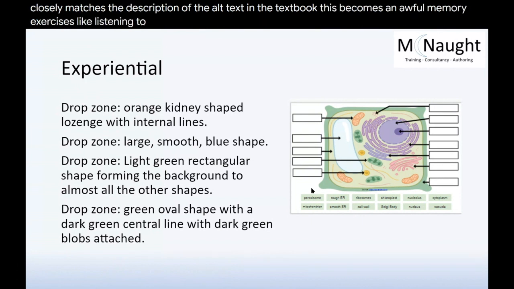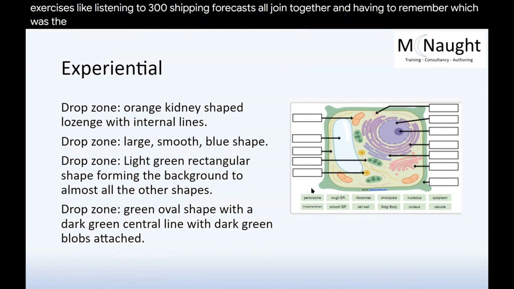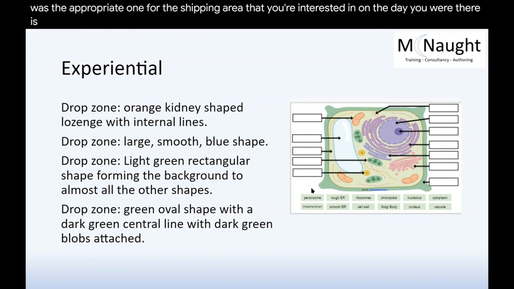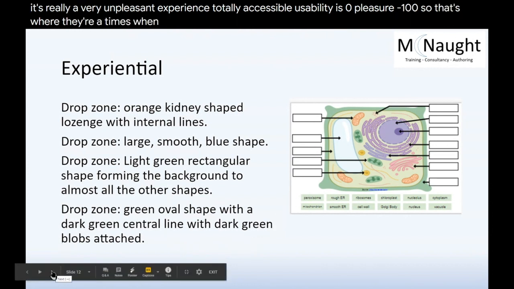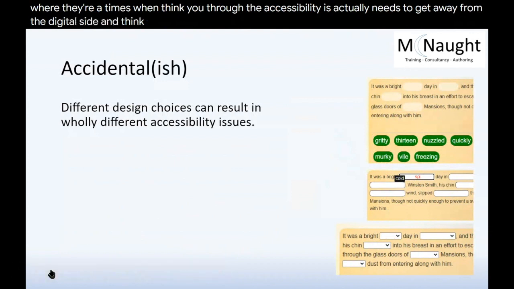It's like listening to 300 shipping forecasts all joined together and having to remember which was the appropriate one for the shipping area that you're interested in on the day you were there. It's really a very unpleasant experience. Technically accessible, usability 0, pleasure -100. So there are times when thinking through the accessibility needs to get away from the digital side and think, is there a better way of doing this that would give a better experience?